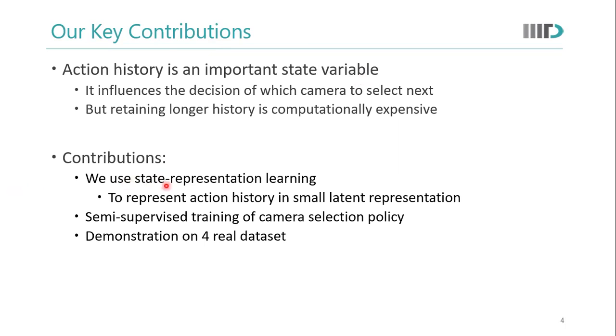We first use state representation learning to represent action history in a small latent representation, and we'll also show that it provides performance benefits. We make semi-supervised training of the camera selection policy, which makes our method not rely on large annotated data. We demonstrate the performance on 4 real data sets.